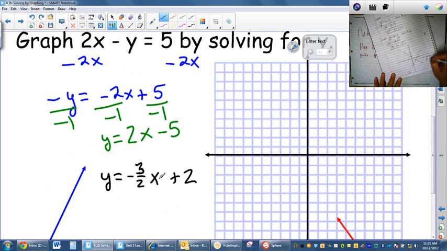So to graph the green one first, I'm going to go to negative 5. 1, 2, 3, 4, 5. I'm going to make a dot. I'm going to go up 2 over 1.